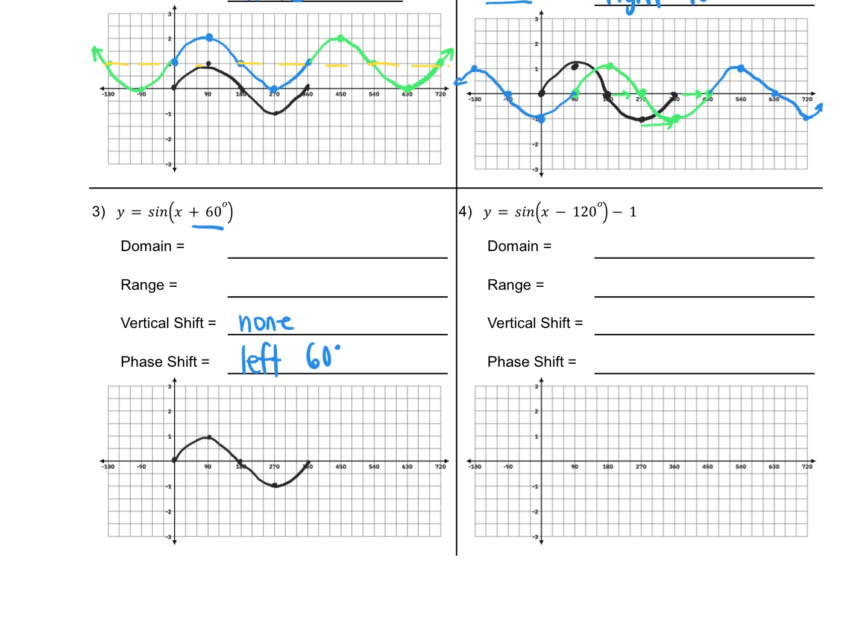Okay, so I'm going to take my origin point. I'm going to go to the left 60. 60 in this grid is 2 boxes because each box is 30 degrees. My maximum to the left 60, here it is, left, left, and left. And that gives me this as my new function, and I'm going to continue the pattern.